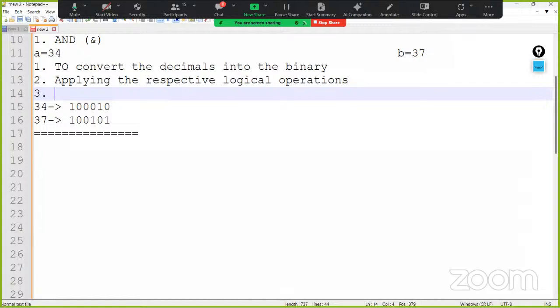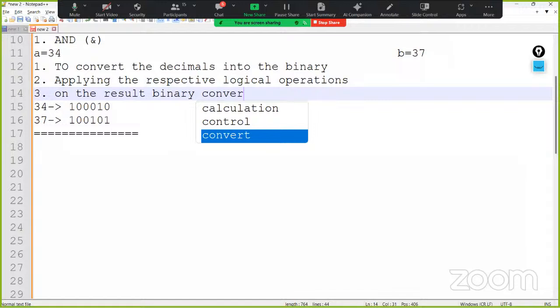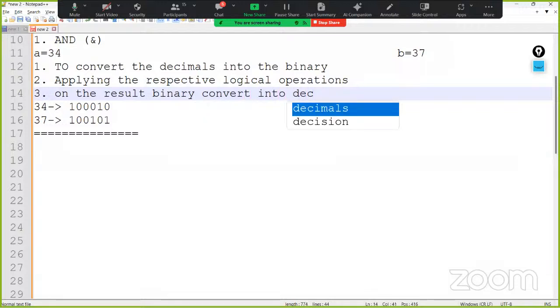And the third step is what? On the result binary, convert it into where? Convert it into decimal. And that must be the result of this particular operation.